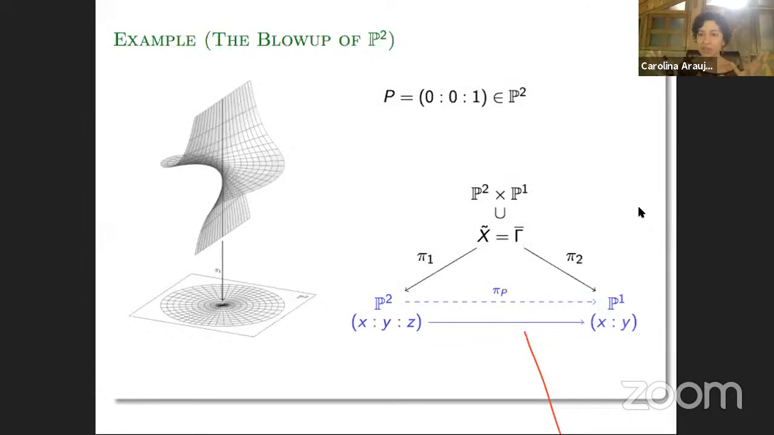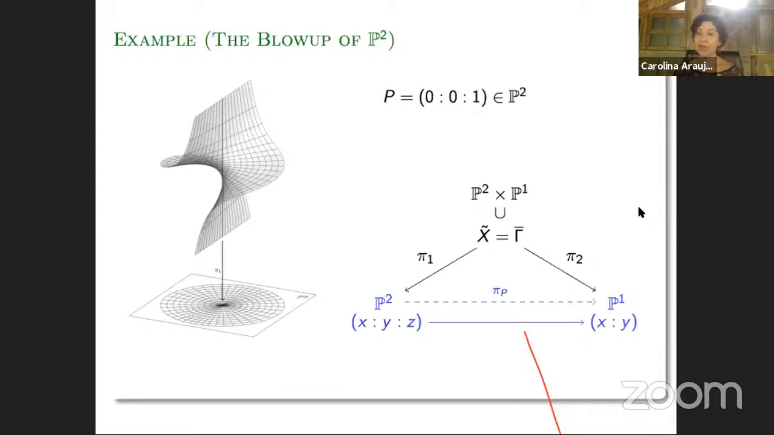So this is the intuitive definition, but in the case of P2, I can give you a precise construction of the blow-up. To be precise, let me fix the point with projective coordinates (0, 0, 1) in P2. This is my point P. And what I do is the following. I consider the projection, which is what I wrote in blue. I consider the projection from the projective plane to P1. So I project from the point. I take a P1, a line that does not pass through the point.